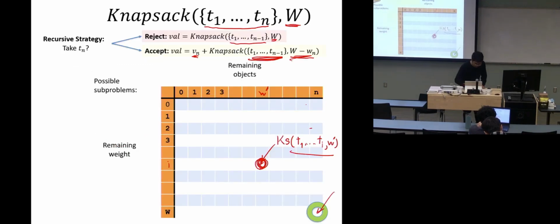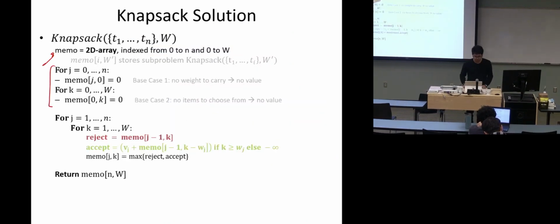So these are the entries at the edge of the table. And now for every other entry of the table, how to fill it up? Just use the recursive formula that you have. Either reject or accept, and you use the maximum of those. And then what you return is just the last entry in your table. So what's the running time?